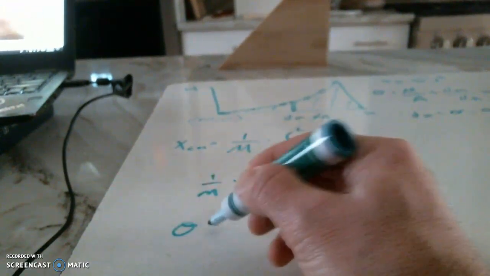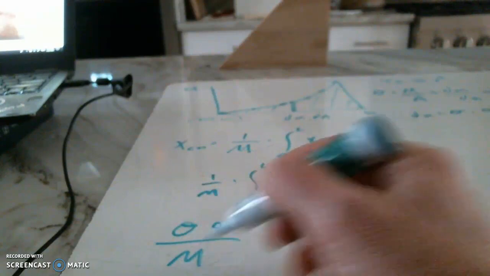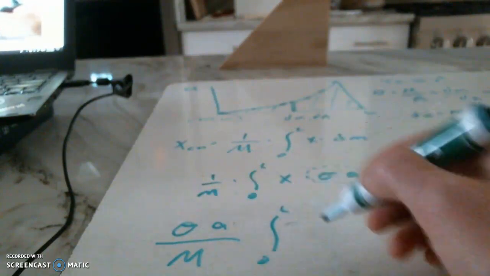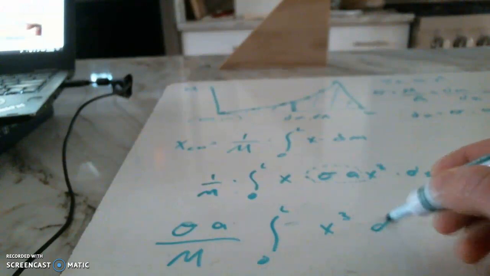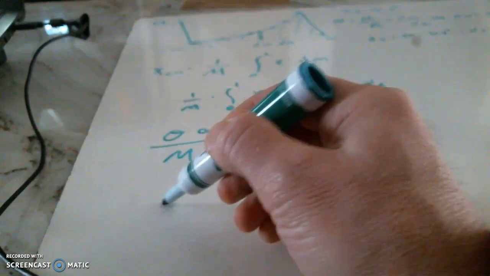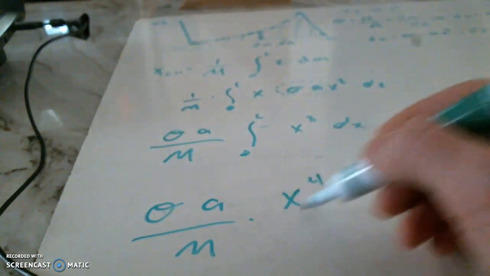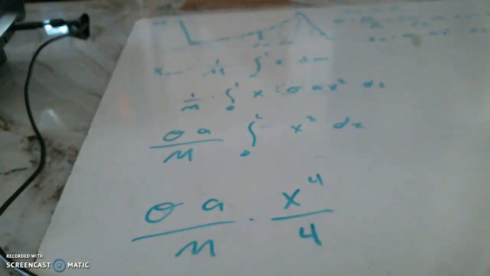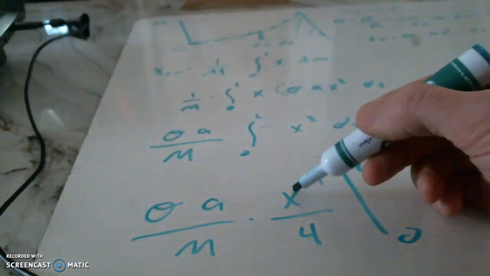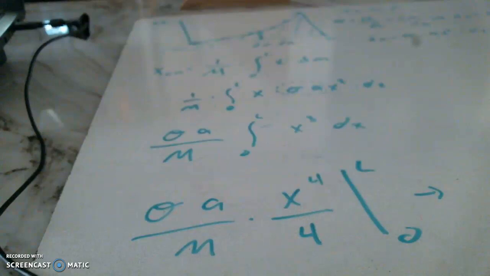It'll become sigma a over the mass whole times the integral from 0 to L of x to the third dx. That's it. You all know integrating x to the third is pretty easy. It's just x to the fourth over 4. So what I end up with is sigma a over the mass whole times x to the fourth over 4, and I go from 0 to L, which means all I have to do is plug the L right there, and we're essentially done.